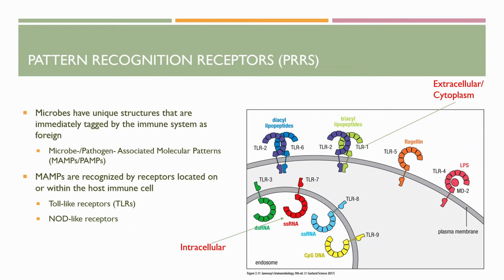As you'll see, there are other types of things on microbes, like the RNA and the DNA, that can be recognized by other receptors on the immune cell. They can be extracellular or intracellular, but the key here is that you'll notice these colors are the same as the color of the MAMP or PAMP. One thing to know is that these pattern recognition receptors are specific for these MAMPs or PAMPs. So it's not one-size-fits-all.